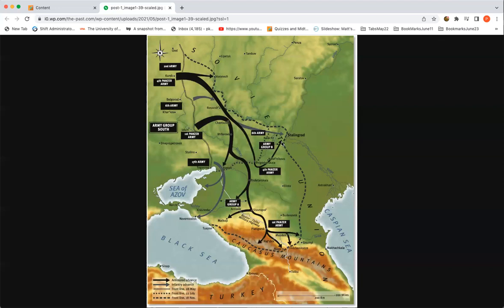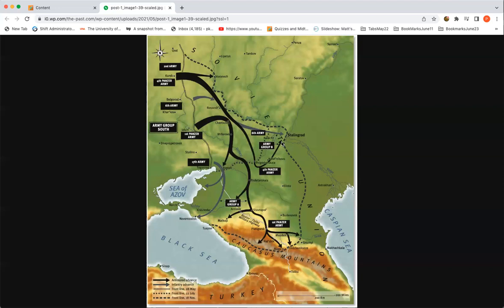Now, the other significant thing about Army Group B was that German allies are very involved in this invasion as well, especially to the south, the Romanian army, and also the Italian army is part of this larger attack on Stalingrad. And what will prove to be very, very significant is that the Romanian army is on the southern flank of the 6th Army, and the Italian army is on the northern flank.